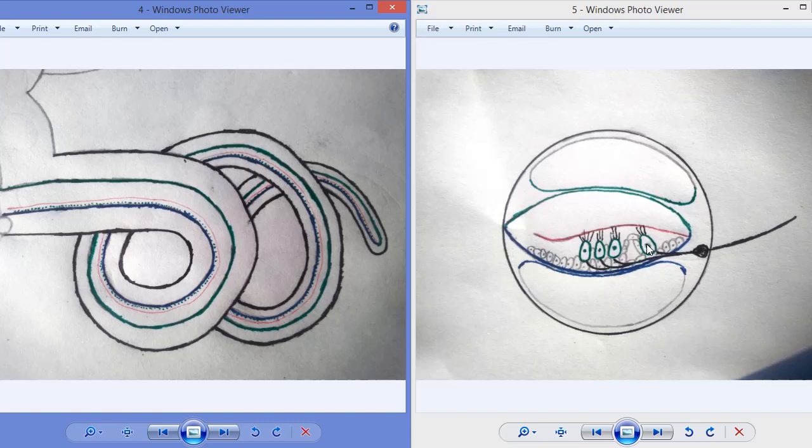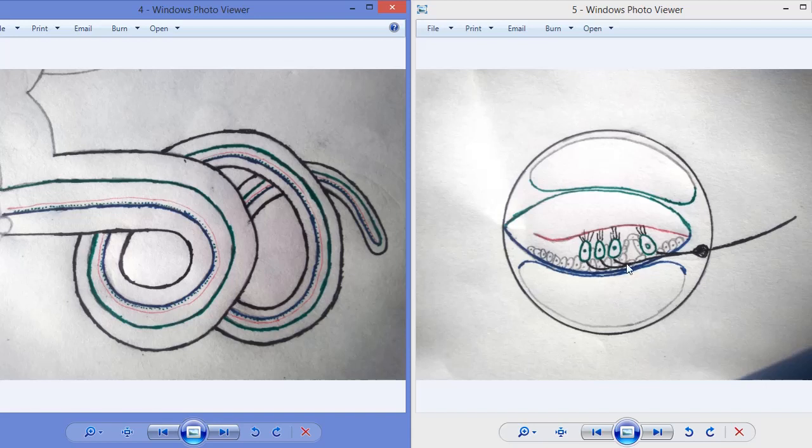What are these hair cells doing? Why are these called hair cells? Because these hair cells contain cilia-like structures which are called stereocilia, and these stereocilia are connected with the tectorial membrane. The tectorial membrane is placed upon these hair cells. Due to these hair-like structures, these are called hair cells, and these hair cells are connected at the base with the dendrites of the cochlear neuron.